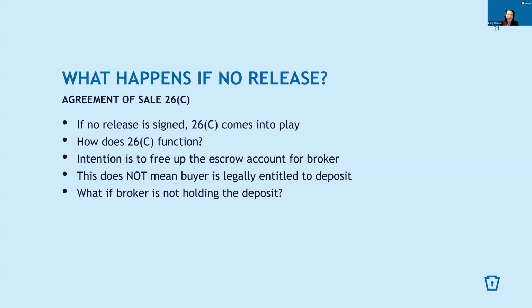So what happens if there's no release? We often get calls that parties are refusing to sign a release form. At that point, the next question is, now what do we do? This is where paragraph 26C of the agreement of sale comes into play. After a certain number of days, the default is 180, the buyer can request the money back from the broker holding the deposit. If the broker is not in receipt of verifiable written notice that the dispute is the subject of mediation or litigation, then they must return the deposit. And they have 30 days to return that money.